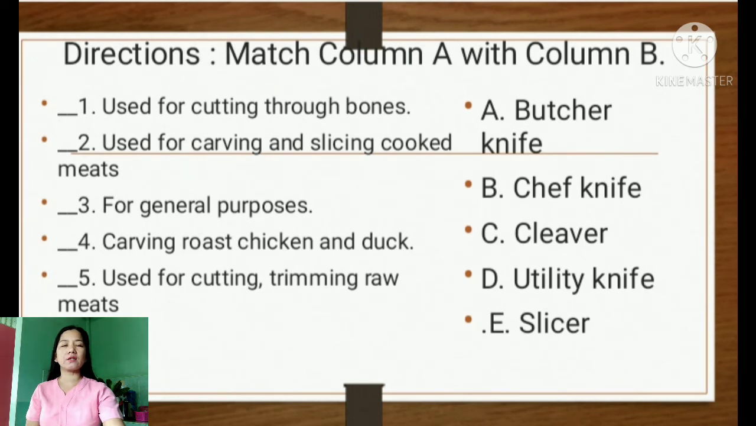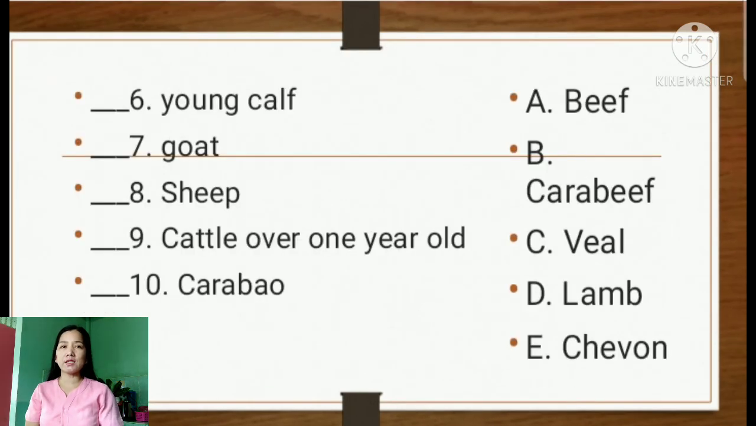Okay, another set. It is also a matching type: the types of meat and its source. The choices are letter A, beef; B, carabeef; C, veal; D, lamb; E, chevon.